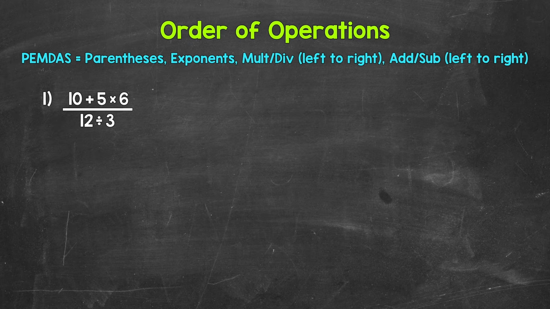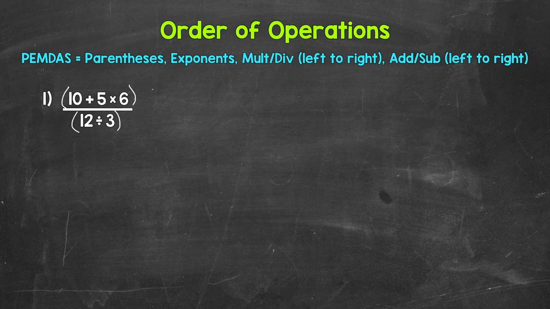So that fraction bar tells us that we take the result of the top, the numerator, and divide it by the result of the bottom, the denominator. So we can think of it like this. We are grouping the top and grouping the bottom. So group the numerator and group the denominator. Once we have those results, we divide. Now, as we work through this, we need to use the order of operations.